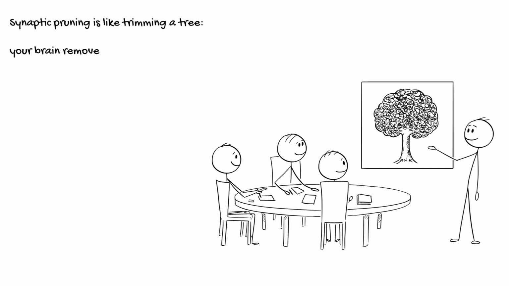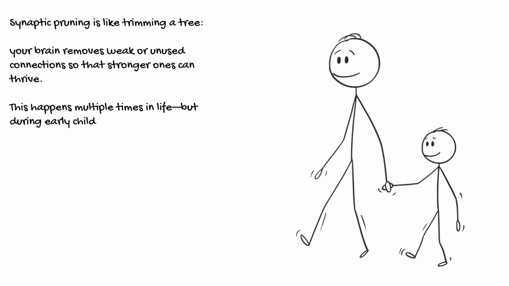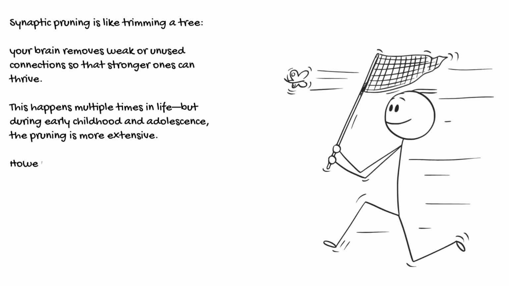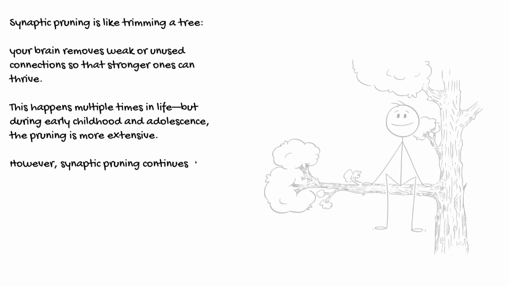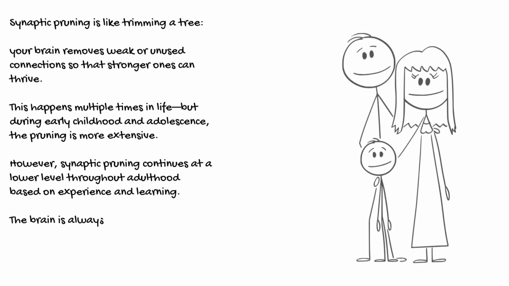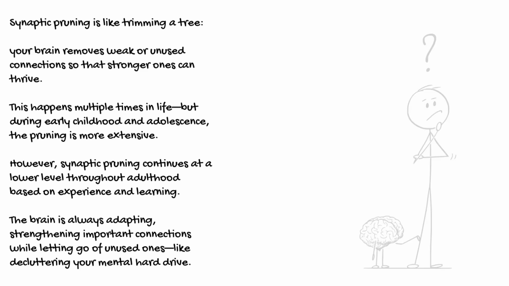Your brain removes weak or unused connections so that stronger ones can thrive. This happens multiple times in life, but during early childhood and adolescence, the pruning is more extensive. However, synaptic pruning continues at a lower level throughout adulthood based on experience and learning. The brain is always adapting, strengthening important connections while letting go of unused ones, like decluttering your mental hard drive.